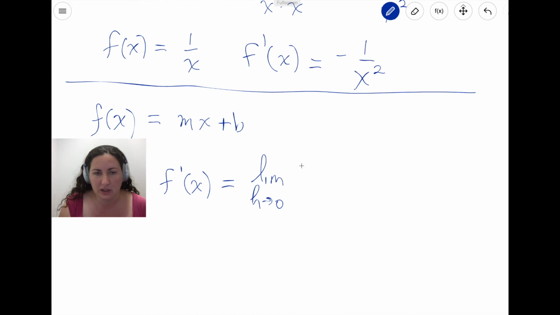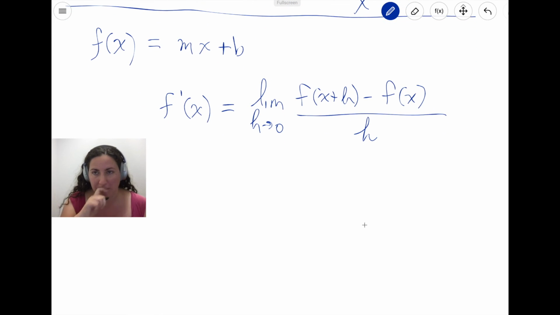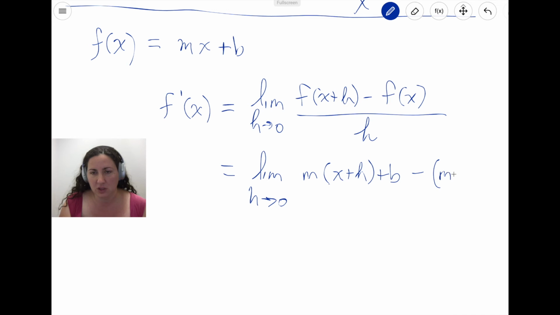So I'll go ahead again and write our definition of derivative. And we can then substitute in the actual function. So for f of x plus h, every time I see an x in the definition of the function, I'm going to replace it with x plus h. So in this case, I would have m times x plus h plus b. And then I'm going to subtract the function. So that's just mx plus b. Put it in parentheses because that negative sign will apply to the entire function. We want to make sure we apply the negative sign to the entire thing.